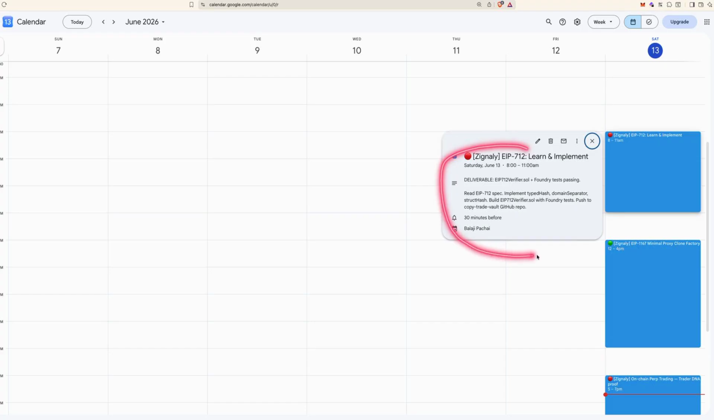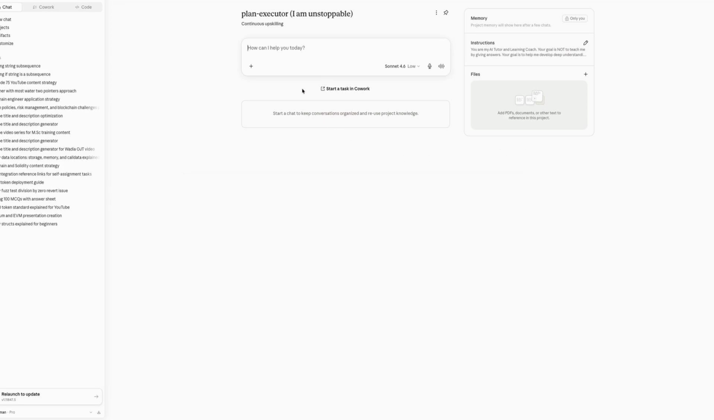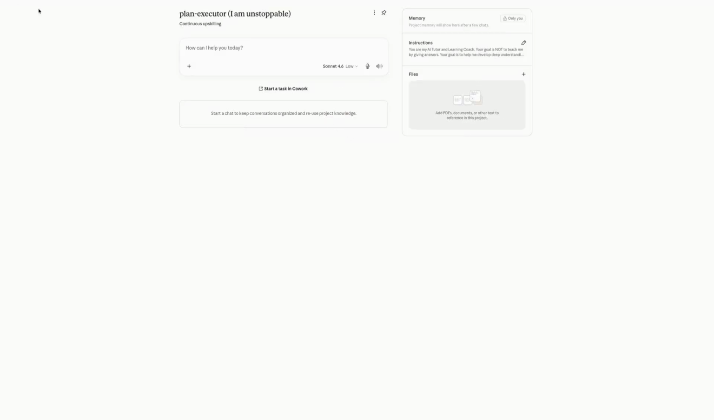So this is the learning objective for today, and the learning process that I am following is I am using a plan executor whose description is continuous upscaling. Inside this I have set the instructions: I have asked the AI to be my tutor and learning coach. The goal is not to teach me by giving answers, but to help me develop deep understanding through guided learning, questioning, deliberate practice and verification.